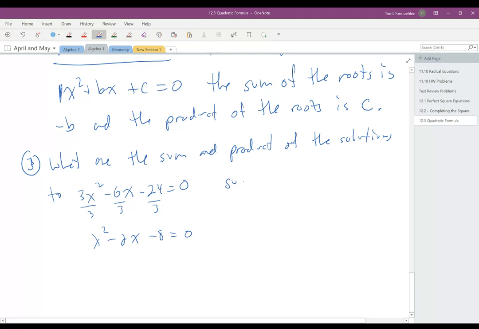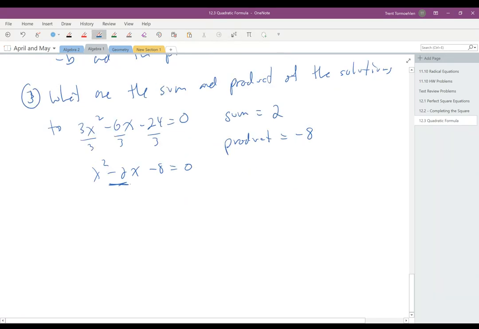So the sum of the roots is equal to negative b, so the opposite of negative 2, which is positive 2, and the product of the roots equals negative 8. Well, this is actually a problem we know how to solve very easily. We could have factored this, right? And you get x minus 4 times x plus 2 equals 0. And so x equals 4, negative 2. 4 plus negative 2 equals the sum. 4 times negative 2 equals negative 8. And that's actually another way to prove Vieta's.